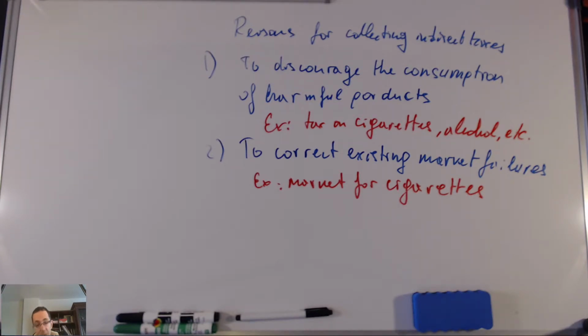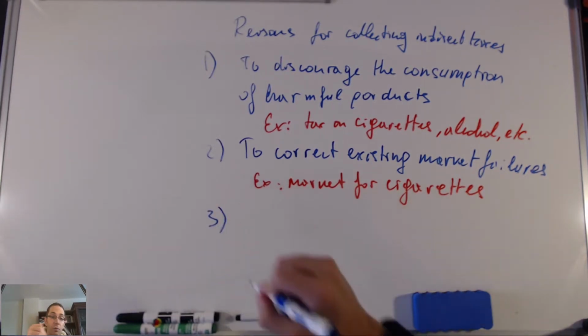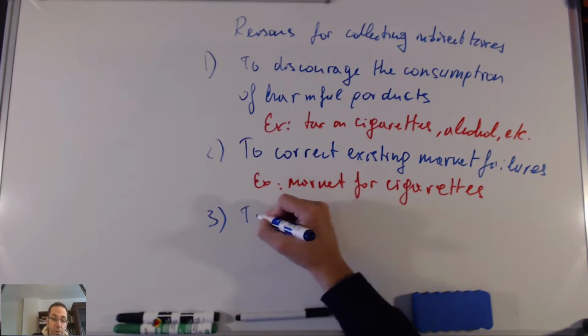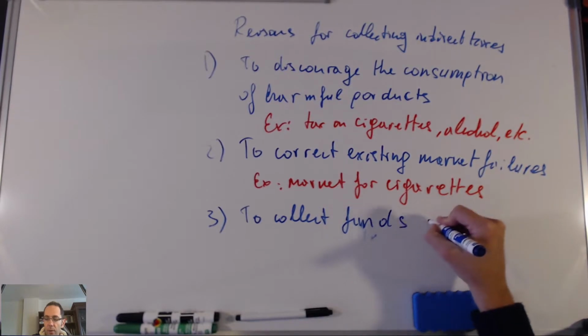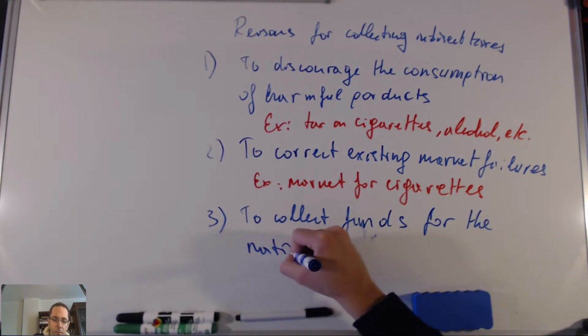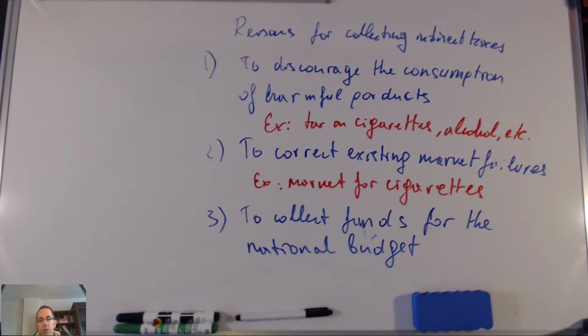A third reason why the government can collect taxes is to collect funds for the national budget. Every government needs to have funds in order to operate. It has its own expenses. It has its administration expense. It needs to provide a whole variety of services such as defense, such as security, such as infrastructure, and all these things cost money. So the way that the government can provide these socially benefiting services is by collecting taxes, and then it will have the funds to achieve its objectives.